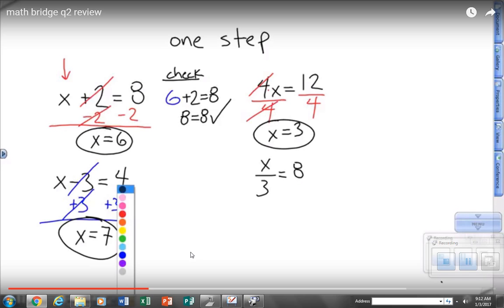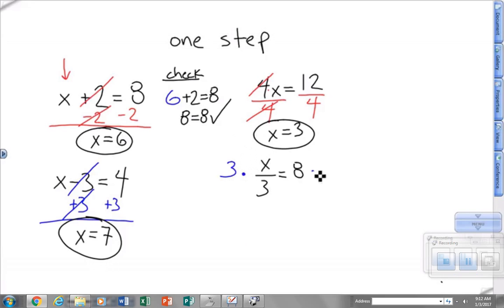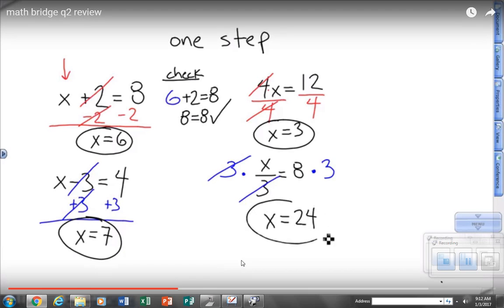And then the last one here. This is x divided by 3. The opposite of dividing by 3 is timesing by 3. So these are a little more tricky, but you show timesing 3 using a big dot on both sides. Times 3, times 3. The 3's on my left cancel away. I bring my x straight down. And then 8 times 3 gives me 24. So if I wanted to check that and took that 24, put it right here, 24 divided by 3 would give me 8.